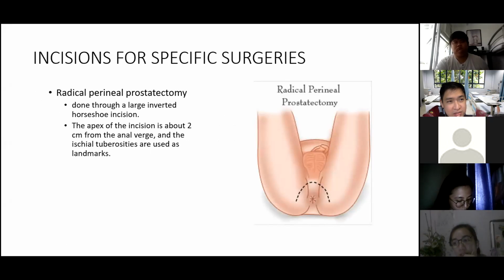Next is the radical perineal prostatectomy. It is done through a large inverted horseshoe incision, and the apex of the incision is about 2 cm from the anal verge, and the ischial tuberosities are used as landmarks here.